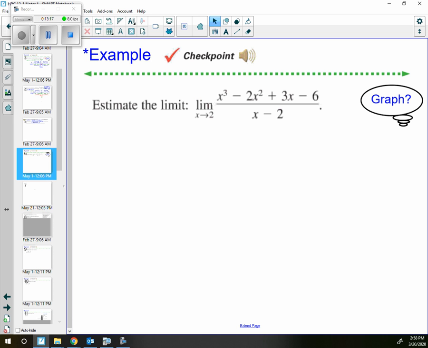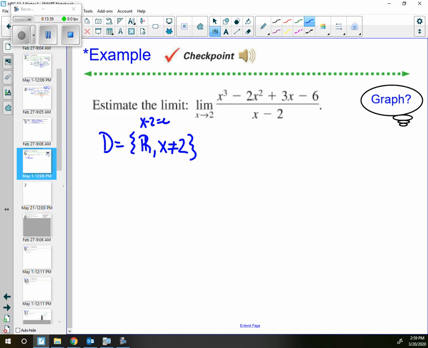So we're going to try to estimate this limit without having to do an entire table. We're going to see if we can find the value of the limit without having to make the whole table or do it numerically. So let's talk about domain here first of all. This is a rational function again. If I set that denominator equal to 0, I could use everything except for the value of 2, right? 2 is going to be a problem.